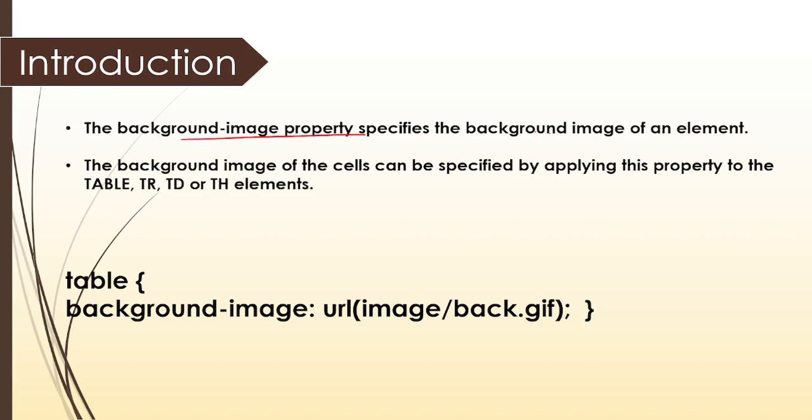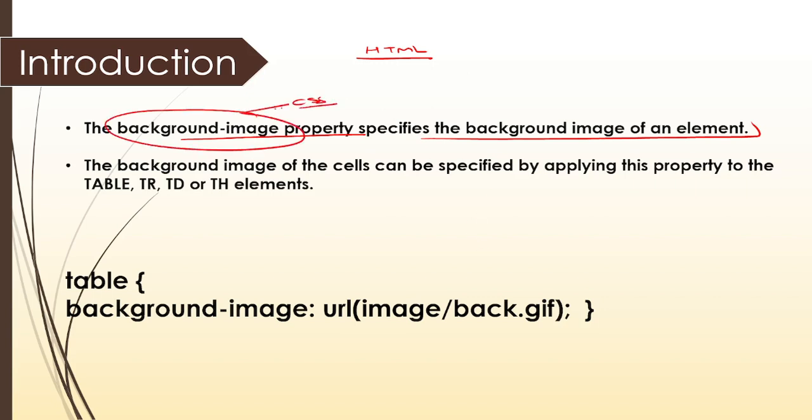The background image property specifies the background image of an element. In case of HTML, we have already discussed how to use background image for your body part, right? We have also discussed background image for the form table, correct? Now we are going to use background image with the help of cascading style sheets. This combination is very important from an examination point of view.